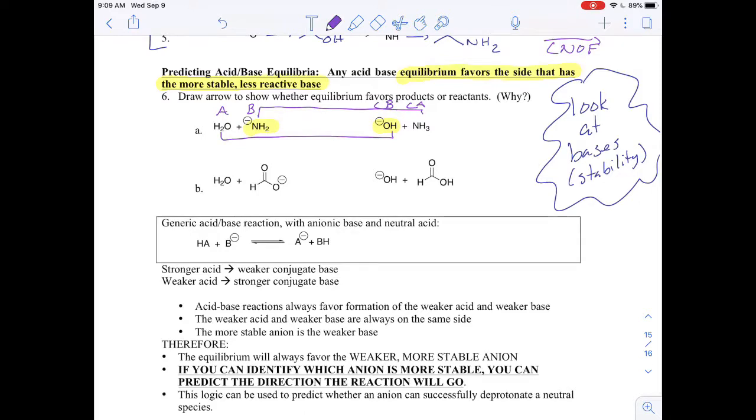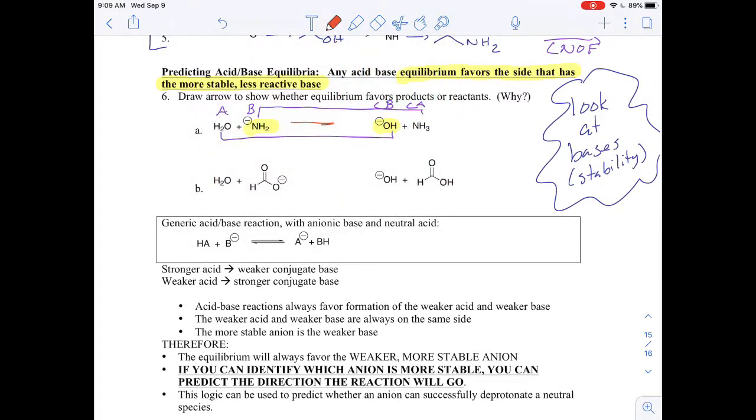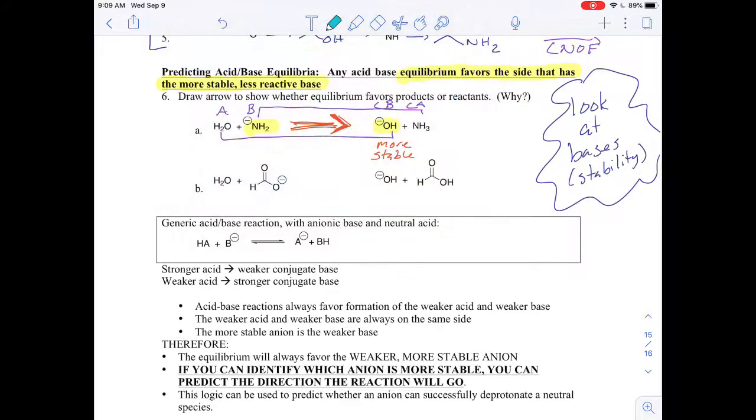So what you do is you think, okay, fine. That means that the reaction is more favored going this direction. Why? Because this is the more stable base. So because of that, this is considered the weak base. And then this has to be the weak acid. So this has to be the strong acid, and this has to be the strong base. All right. Hang with me.